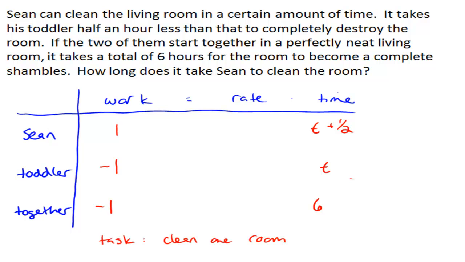Okay, so let's take a look at the rate. Remember, the rate is going to be the work divided by the time. So Sean's rate is going to be 1 over t plus a half. Don't worry about the fractions right now. We'll deal with them later when we've got our equation set up. The toddler's rate, don't forget the negative sign, is going to be negative 1 over t. And together their rate is going to be negative 1/6. So now would be a good time to pause it and see if you can set up the equation. I'm going to scroll down a little bit here.